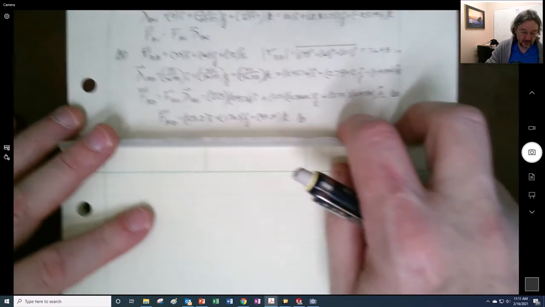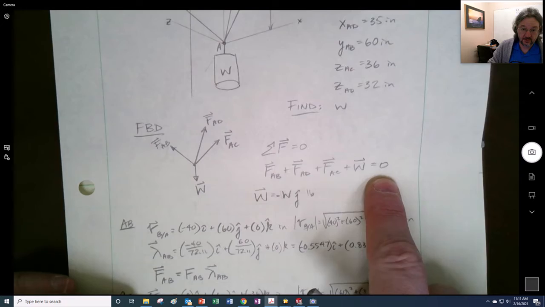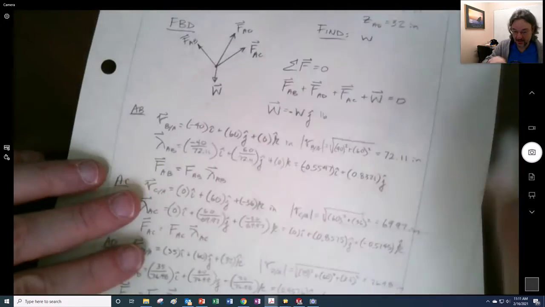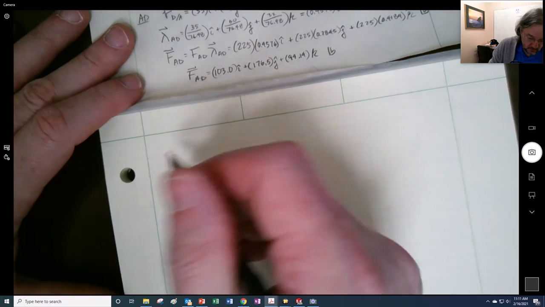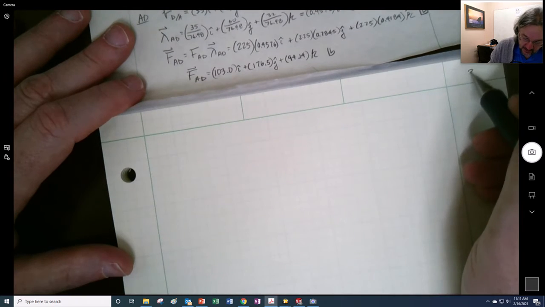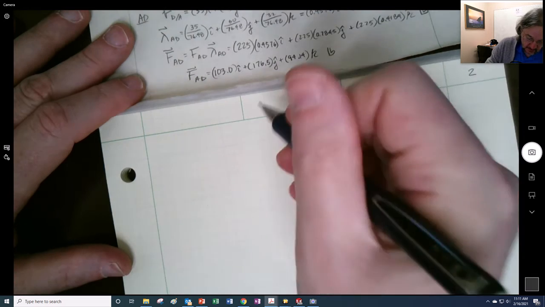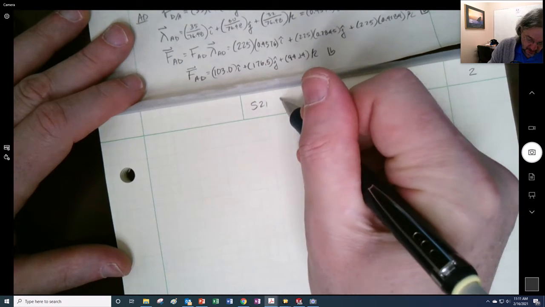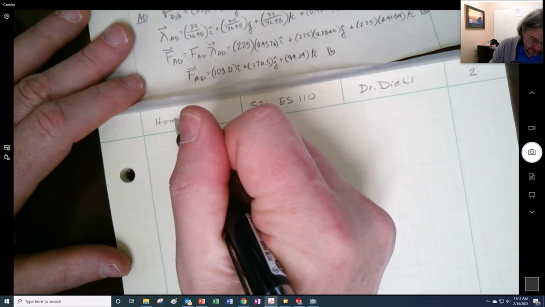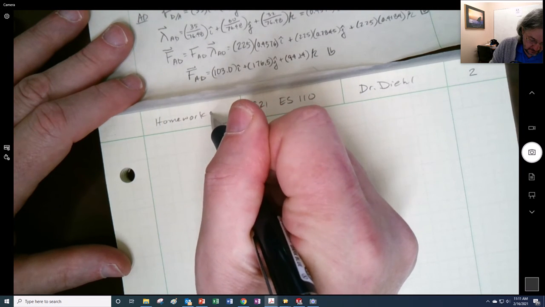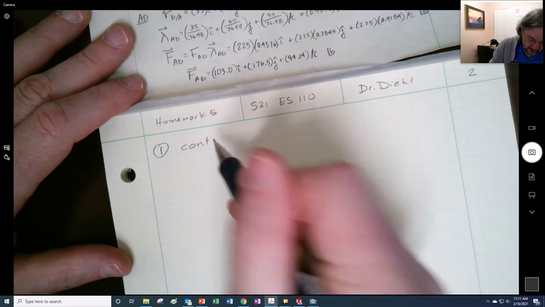I have everything I need. So now I'm going to plug all of those into here, but keep the I's, J's, and K's separate, right? So I'll rewrite this thing out. This is going to be page 2, Dr. Deal, Spring of 21, this is ES110, homework 5. And this is problem 1 continued.